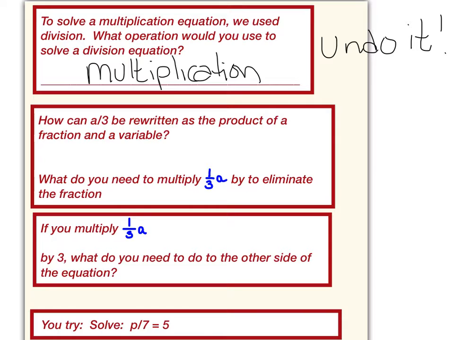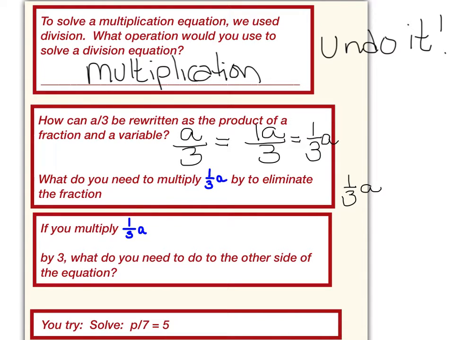Okay. How can a over 3, or a divided by 3, be rewritten as the product, multiplication, of a fraction and a variable? In that case, you should know that a over 3 is the same thing as saying 1a over 3, which can also be written more neatly as 1/3 a. Okay? What do you need to multiply 1/3 a by to eliminate the fraction?